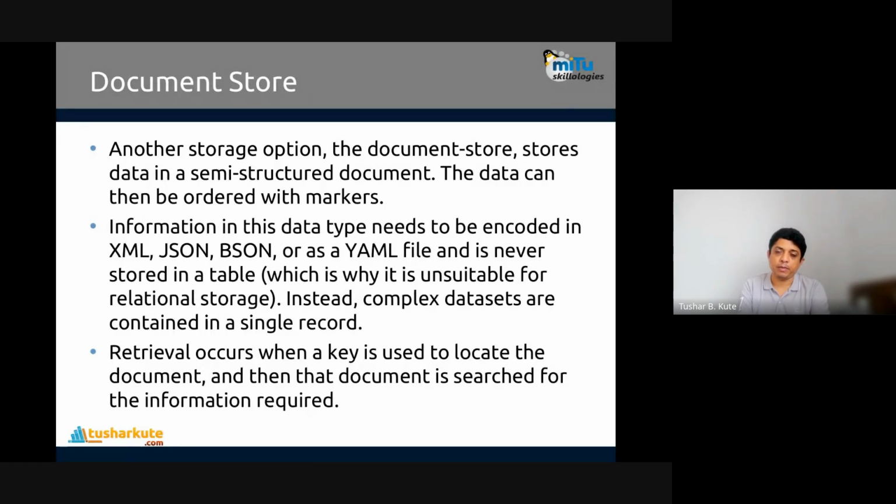And lastly YML. YML is interesting. YML is not a markup language, something like that. So there is a special format present there. That document also you can store in a document store database. So retrieval occurs when a key is used to locate the document. Actually, the documents are given some unique identifier. A unique identifier can be used to retrieve the data from the document store databases, and then the document is searched for the information required.